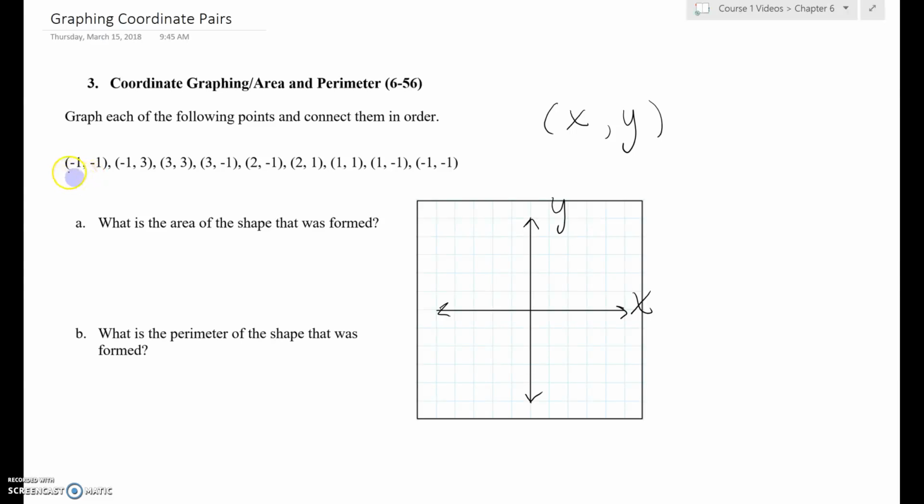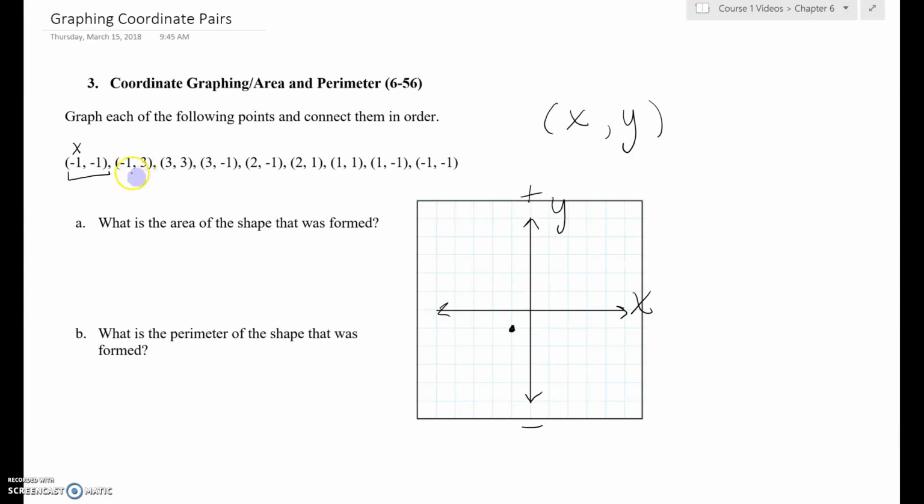So this first point, -1, -1, that's -1 on the x. So I'm going to do that first. I'm going to go -1, which is right here. So -1 on the x. And I'm going to go -1 on the y. So this is the negative distance on the y. These are positives up here, negatives down here. So here is where -1 would be on the y. So where those guys meet up, which would be right here, that's my point.